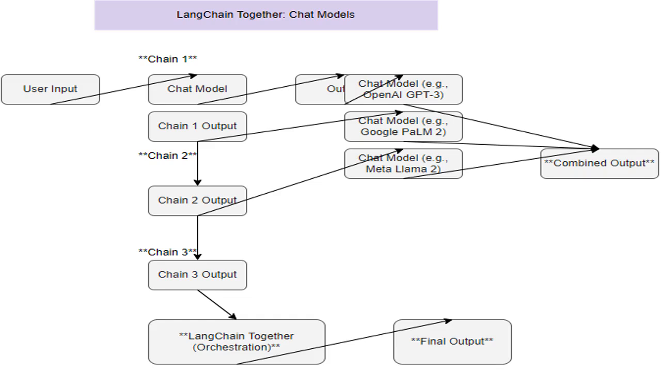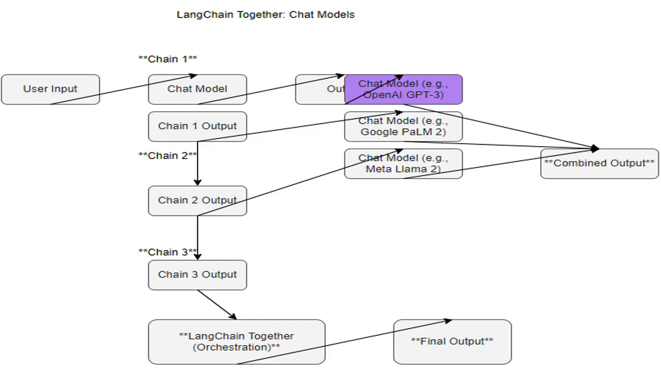LangChain Together chat models. This system combines multiple chains of chat models to generate a final output based on user input. User input provides the initial input to the system, captures user input and passes it to chain 1. Chain 1, the first chain of chat models, processes user input and generates an output.